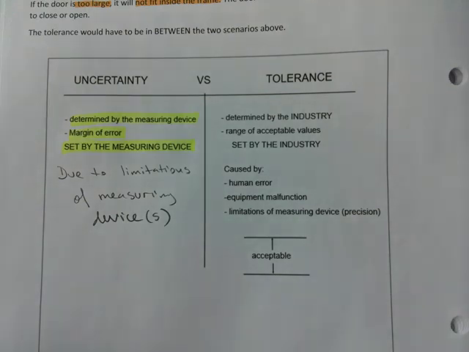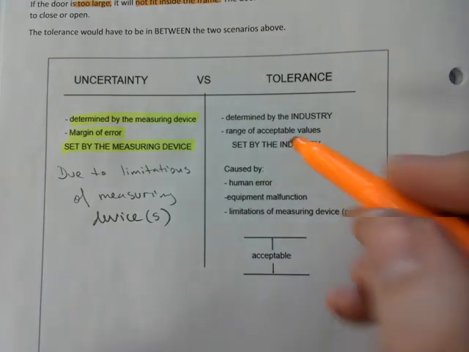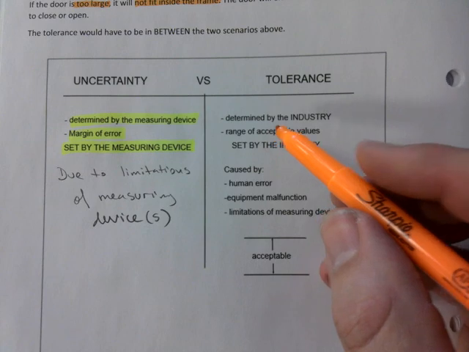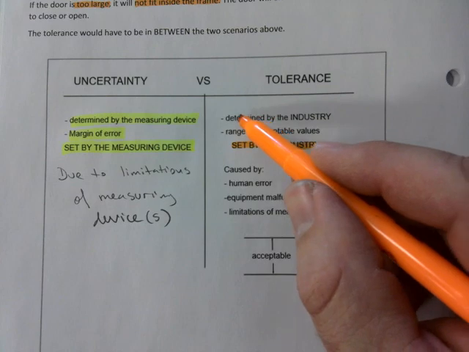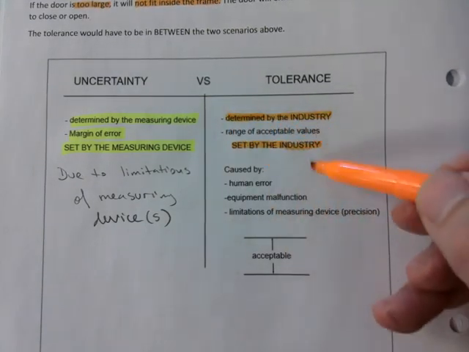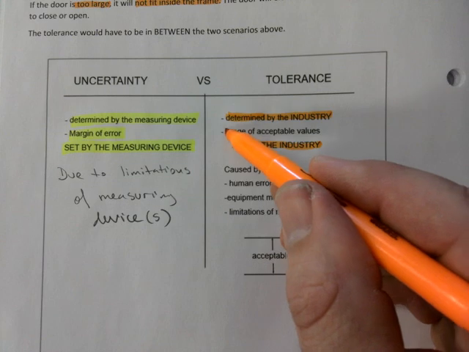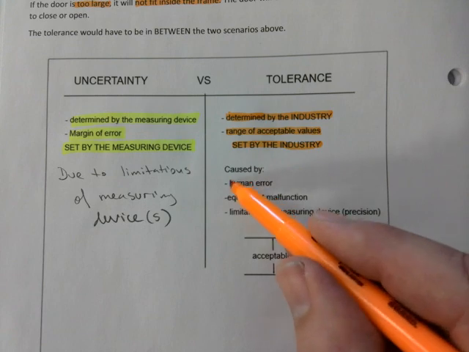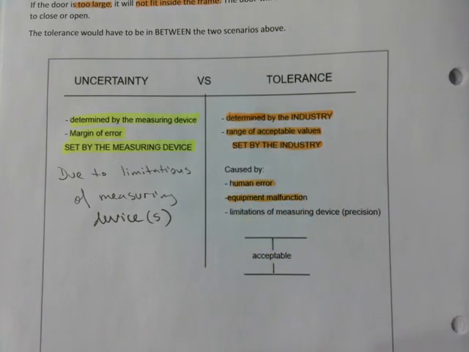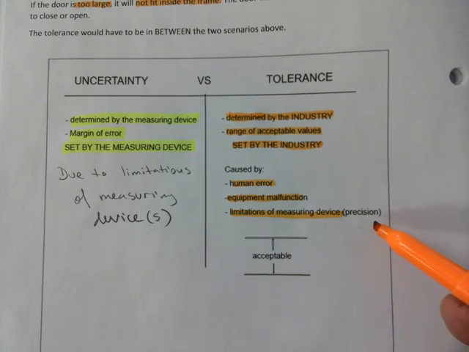Tolerance, however, who determines the tolerance? Who determines what's acceptable? It's the industry. It's set by the industry, right? It's determined by the industry. And it would be the range of acceptable values so that the thing can still be used for its purpose. Right? That's what tolerance is. It's set by the industry. It's caused by human error, equipment malfunction, limitation of measuring device, which is the precision, right?